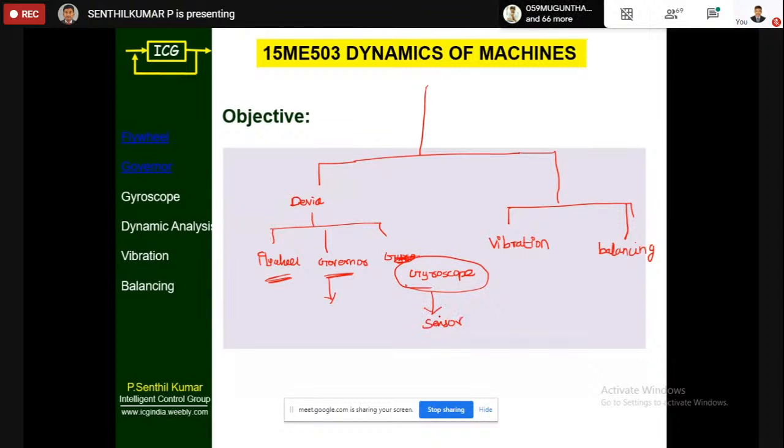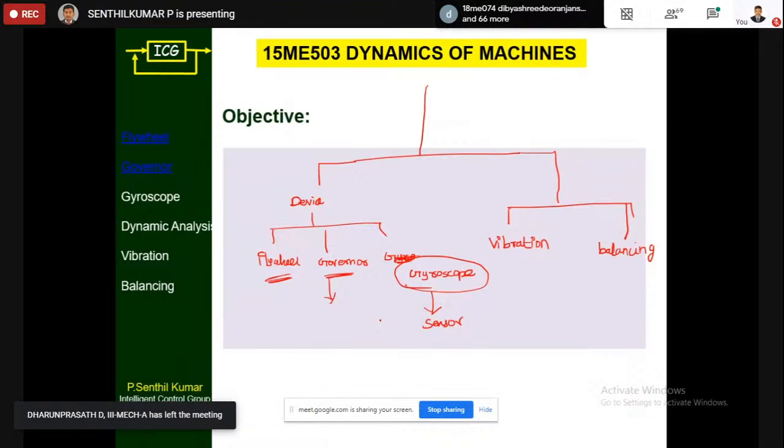We have a gyroscopic sensor in a mobile phone. What happens when you flip the mobile phone? Your screen also flips. How does your mobile phone identify that you flipped it? Through the gyro sensor. In early days we had a device called the gyroscope. Nowadays most of the concepts in gyroscopic devices are converted into sensors.